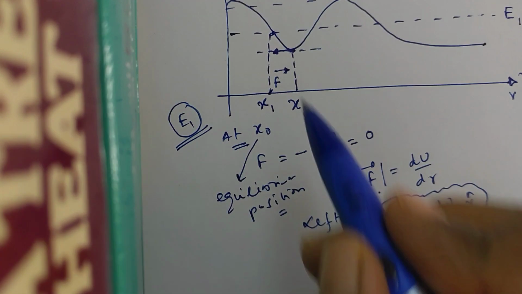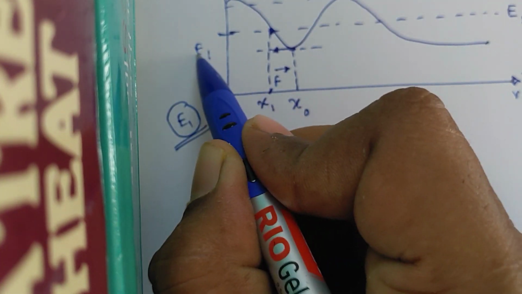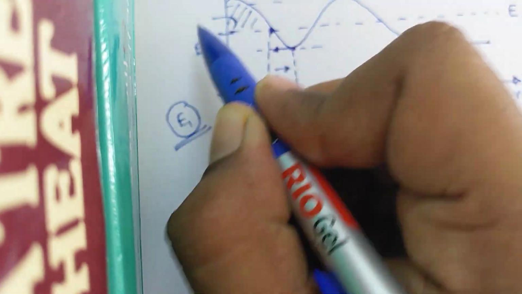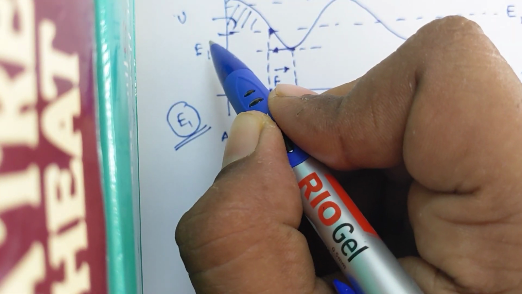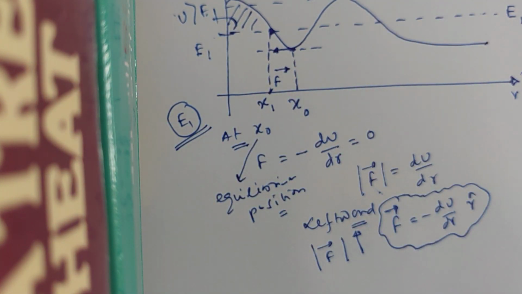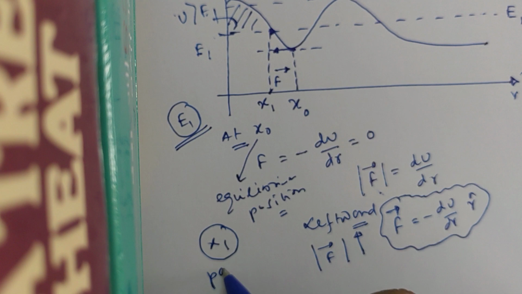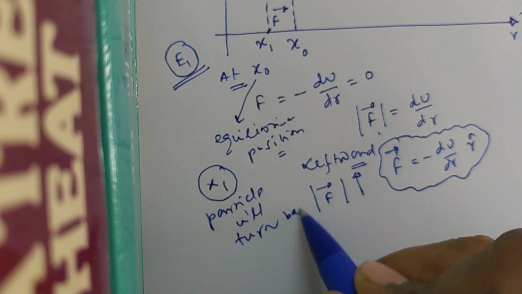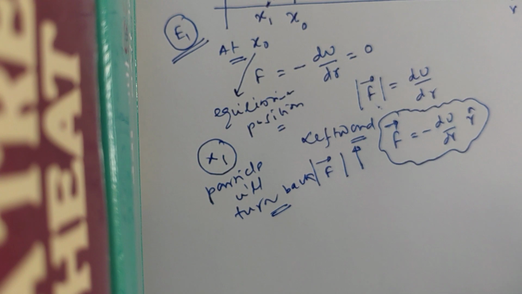Why can it go up to a maximum of x1? Because if you check the region beyond x1, see this is the E1 value. So beyond x1, in this region, U is coming to be greater than E1. U greater than E1 is not a possibility. So we can write that at x1 the particle will turn back. Now that is also very interesting. Why will the particle turn back?